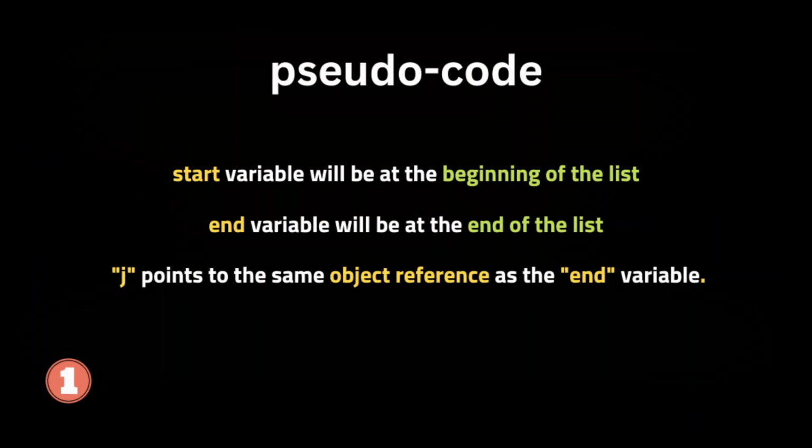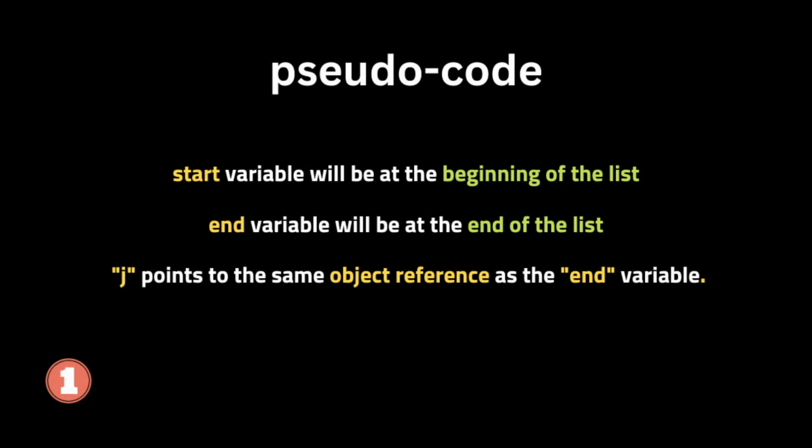So the algorithm that we're going to implement in order to solve this problem will start by initializing 3 pointers. The start variable will be at the beginning of the list and the end variable will be at the end of the list. Then we'll have the last pointer g that points to the same object reference as the end variable, so that when we reach the end we can reset it to be the end again.